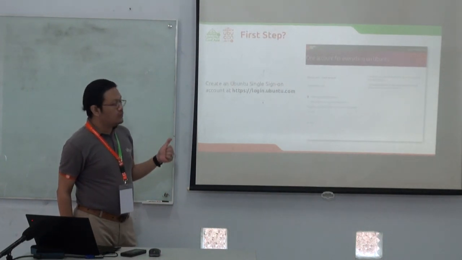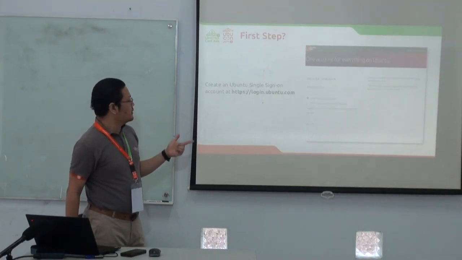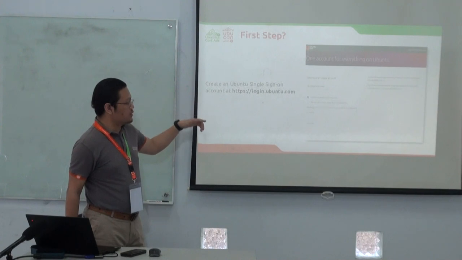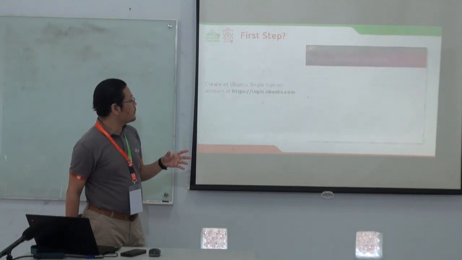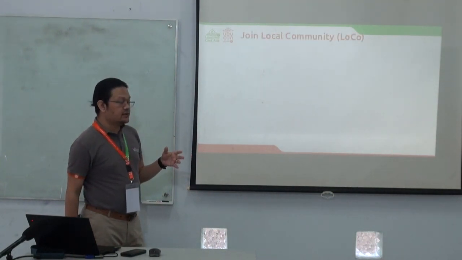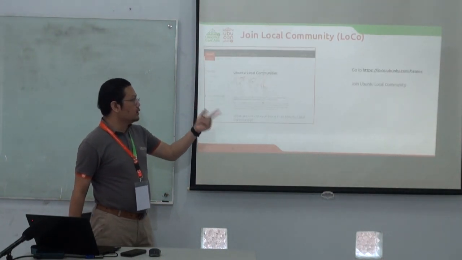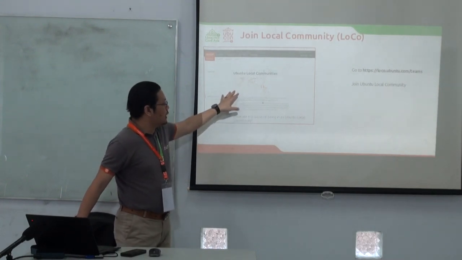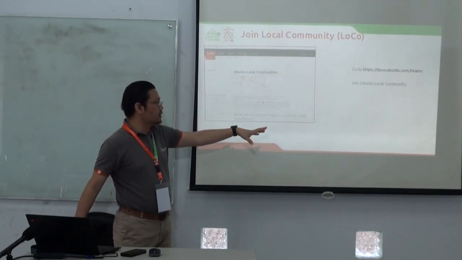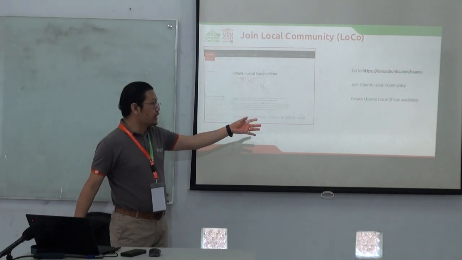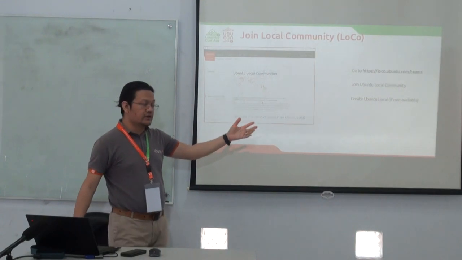So what do you need to do for the first step? You need to have a single sign-on ID, whereby you can create your account at this URL. After you have an SSO ID, you can go to loco.ubuntu.com/team. This is the page. Here you can find information on how to join the local community, and how to create an Ubuntu local community if it is not available in your country.